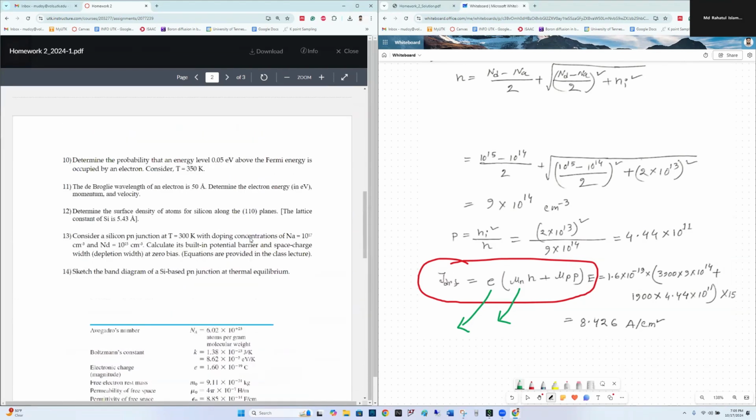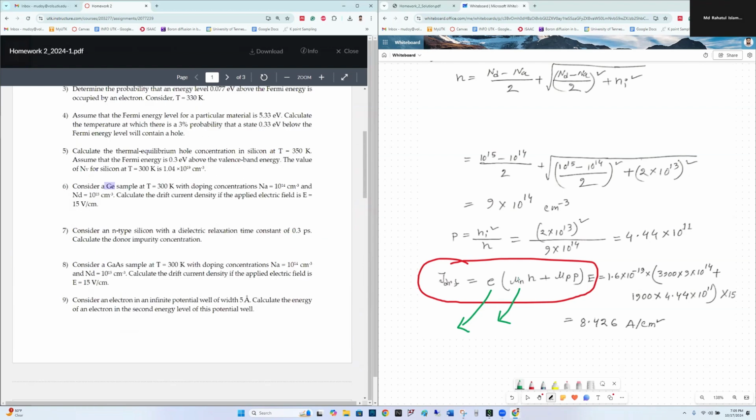So we have mu n, but we do not have the value of n yet. So we have to calculate this. And mu p, as I have already shown you in the table, the hole mobility is already given, which is 1900, and the hole concentration is not given yet. We have to calculate this p. So we have to calculate two things, n and p.